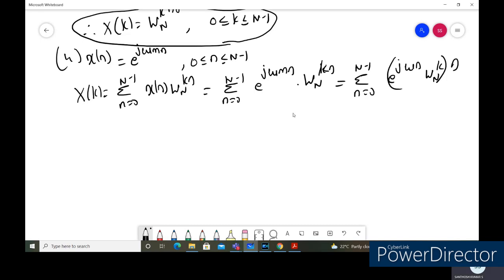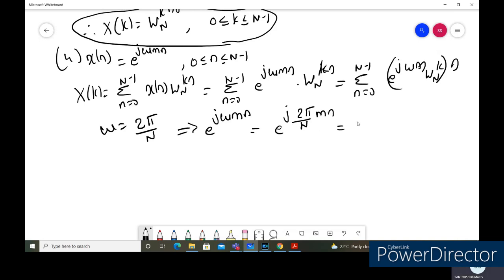Here omega N is the value which can take 2 pi by N. We can express this in terms of the twiddle factor also. So we can express this exponential function e to the power of j omega m n, where this is the term called m. Omega m n can be expressed as e to the power of j, where the value of omega is 2 pi divided by N, into m into n.